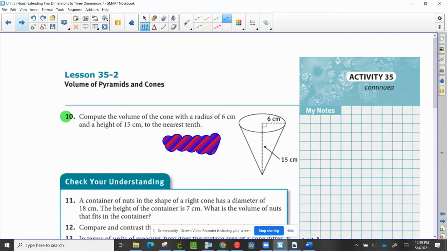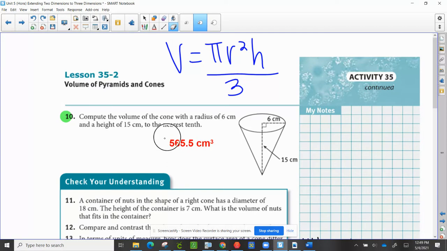Compute the volume of the cone if the radius is 6 centimeters and the height is 15. Again, volume for a cone is pi r squared times the height, divided by 3. It says round to the nearest 10th. Okay, if you got the answer right, it was 565.5 centimeters cubed. If your answer is close to that, depending if you use the pi button or use 3.14 for pi, you could be off by a little bit.